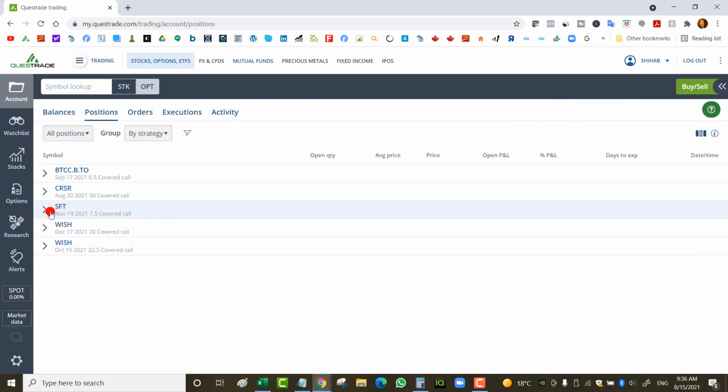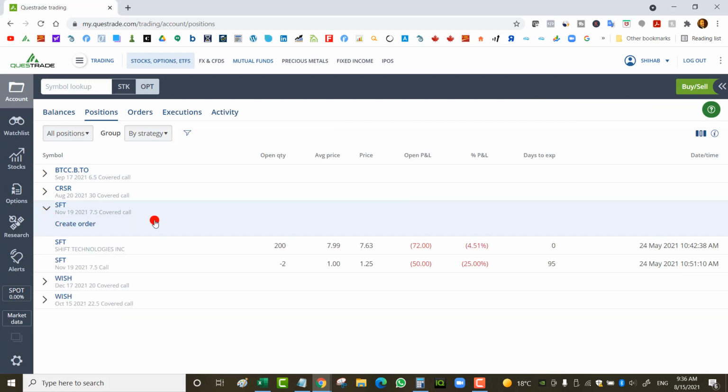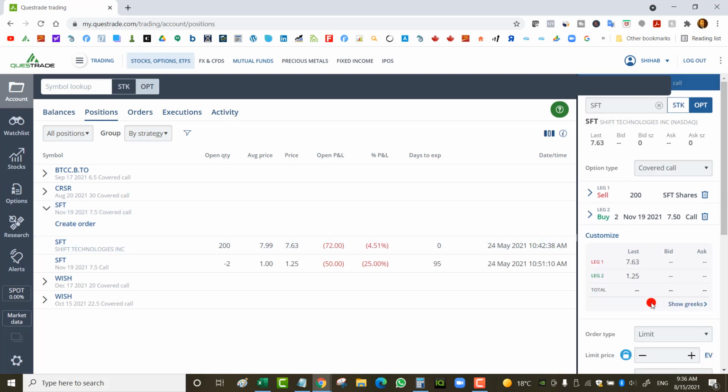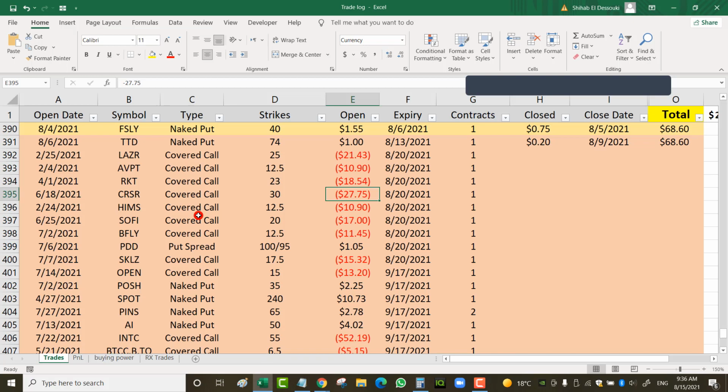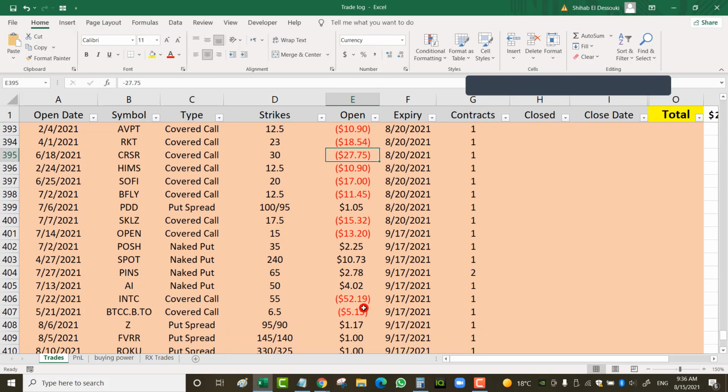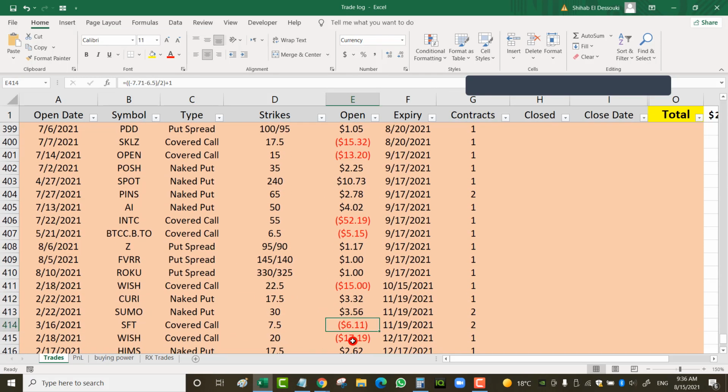And then next here, I've got Shift. This one was pretty profitable actually, but then it dropped hard, and now it's near my cost basis. It's near break even. Well, it's slightly profitable, but my cost basis is I believe 6.15. Where's November? So SFT, yeah, 6.11. And I think at some point it was worth $7.